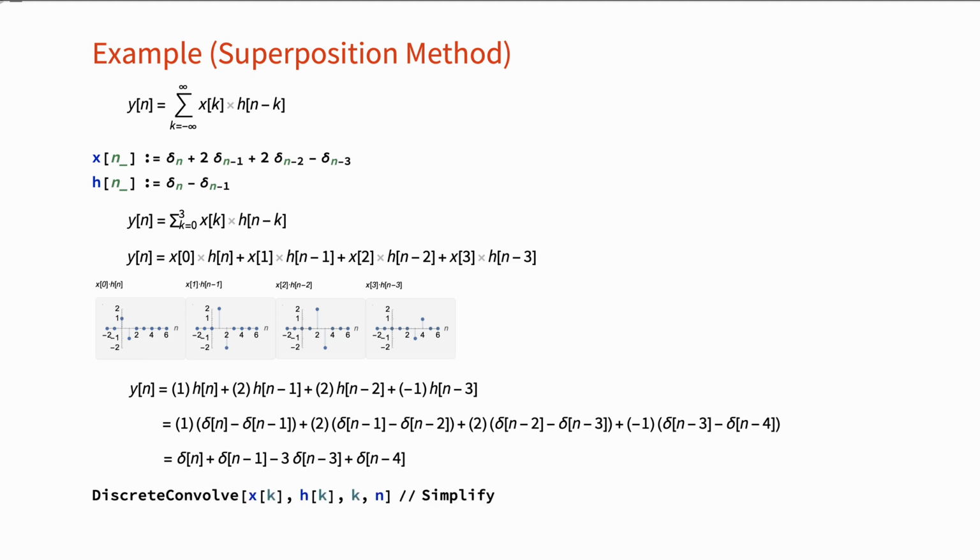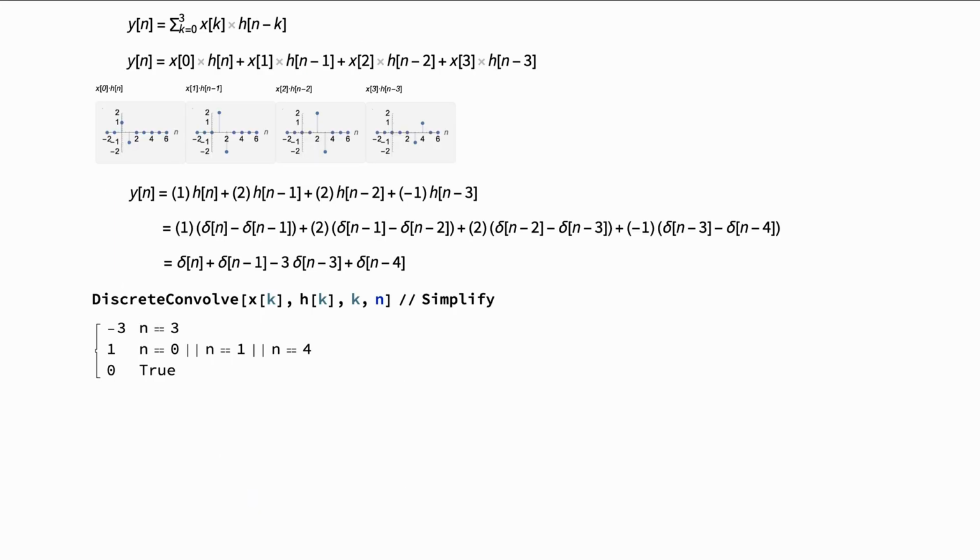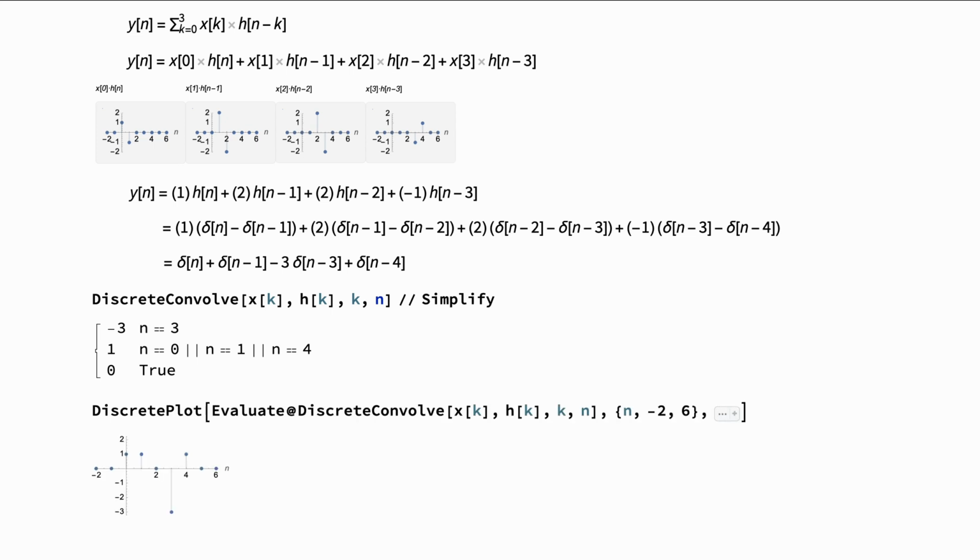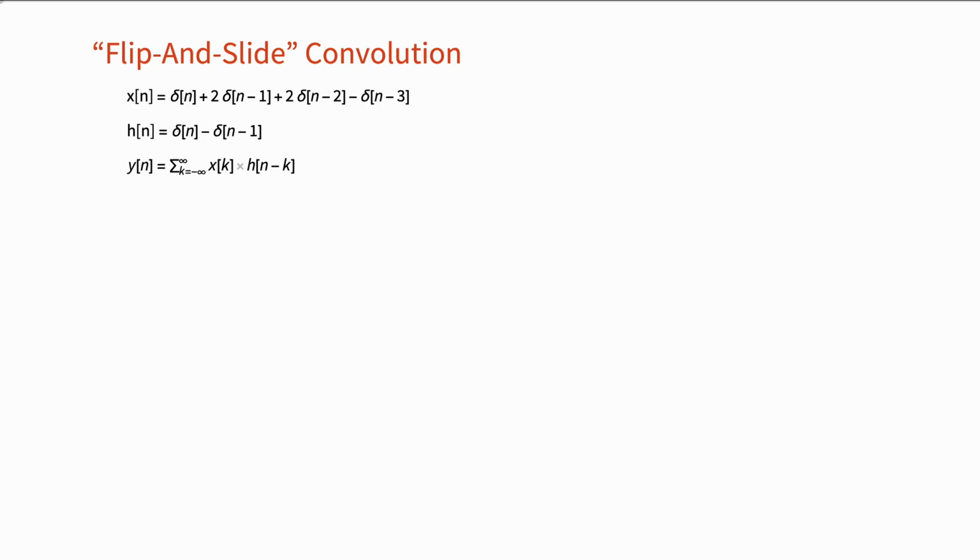Using the Wolfram Language and applying DiscreteConvolve to x[n] and h[n], we get the same response. And we could plot the output to see how it changes over values of n. To compute the convolution sum, we can use what's called the flip and slide method. For this method, we basically slide a reversed version of one of the signals past the other. Let's see how this method works out for our example.